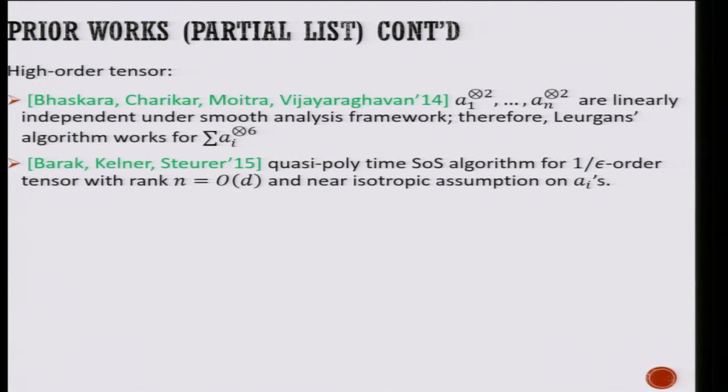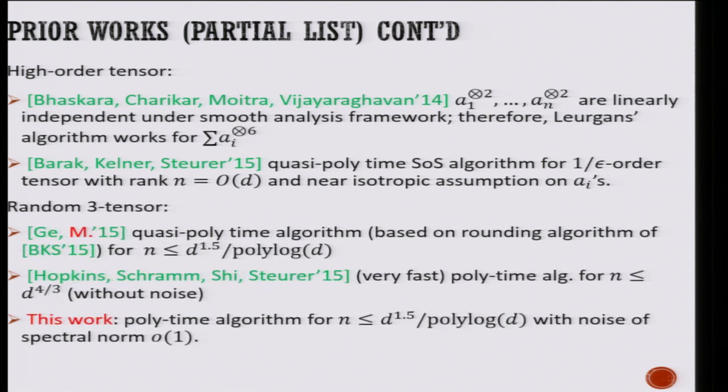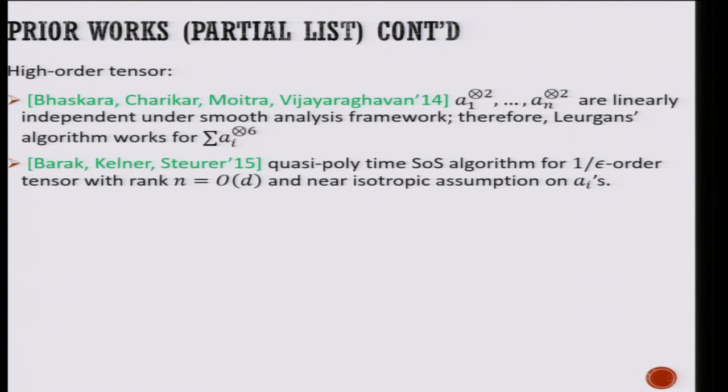And Barak, Kelner, and Steurer show a quasi-polynomial-time algorithm for order 1 over epsilon tensors, but the point here is that they can prove it with a very weak condition on the assumptions on a_i. There's almost no assumption on a_i, but the rank is O of d. What is a 1 over epsilon order tensor? It's just a_i to the tensor power 1 over epsilon. So a higher order tensor is usually easier.